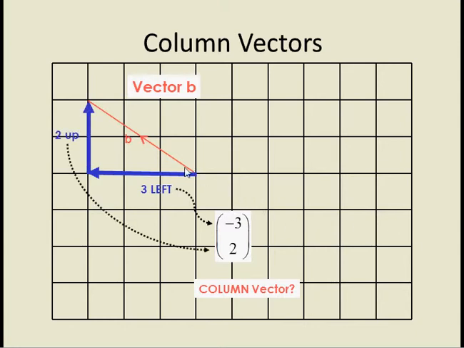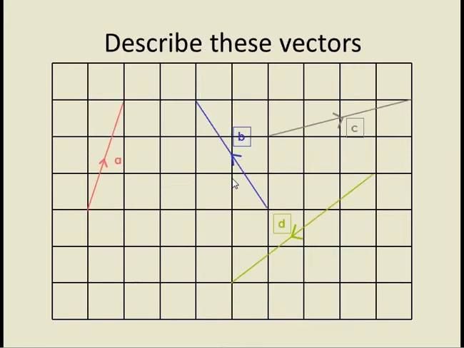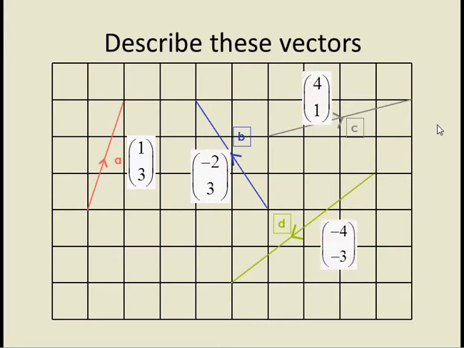Remember, there's the start and there's the finish. So to get from the start to the finish, you go along B, but that's the same as going 3 left and 2 up. Okay, here's a little quiz for you. Pause the video, see if you can write down what these 4 vectors are. Okay, time's up. Here are the answers. 1 right, 3 up. 2 left, 3 up. 4 right, 1 up. 4 to the left and 3 down. Okay, that's how you do column vectors.